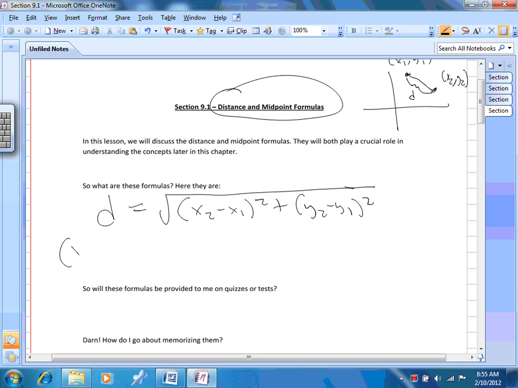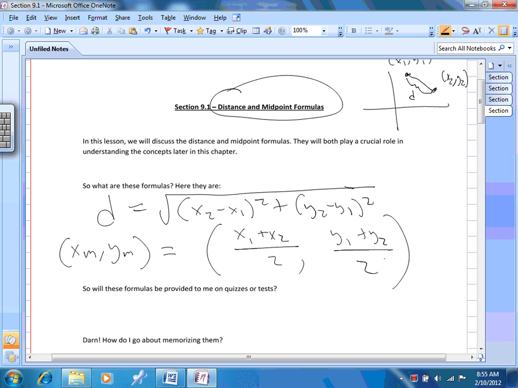Midpoint, xm, comma ym. The m obviously stands for midpoint. It will simply be x1 plus x2 over 2, comma y1 plus y2 over 2. That's all. Because if you average the x values, that's your midpoint. So it's the average of the x values and the average of the y values. That's it.